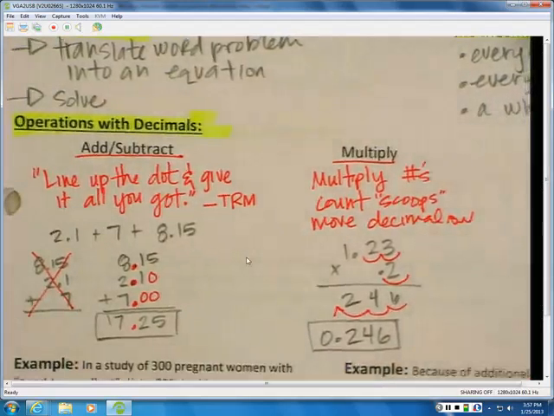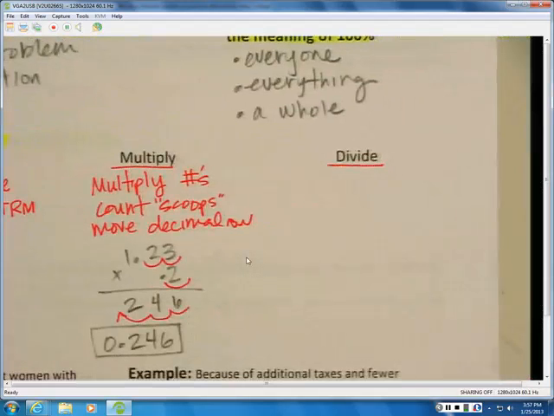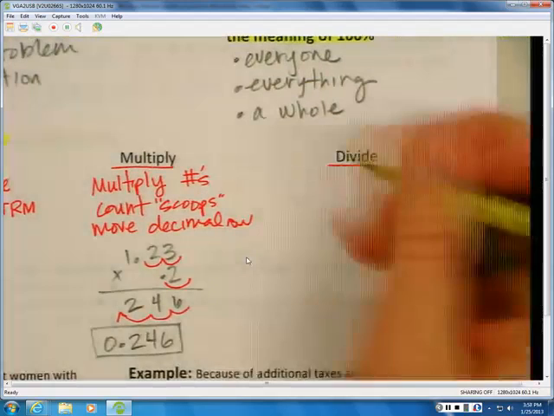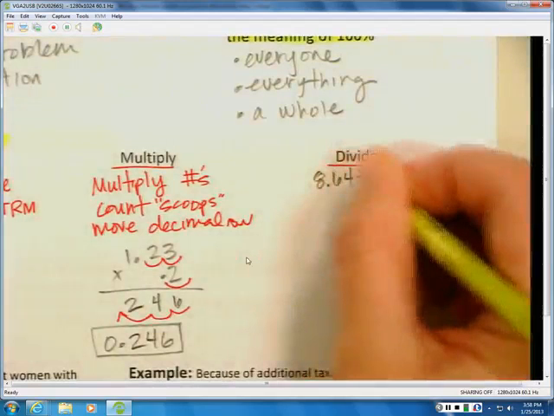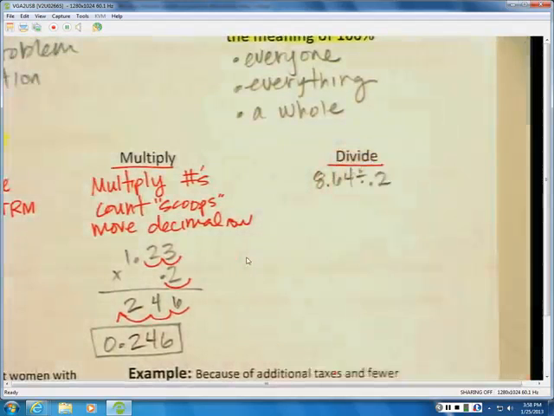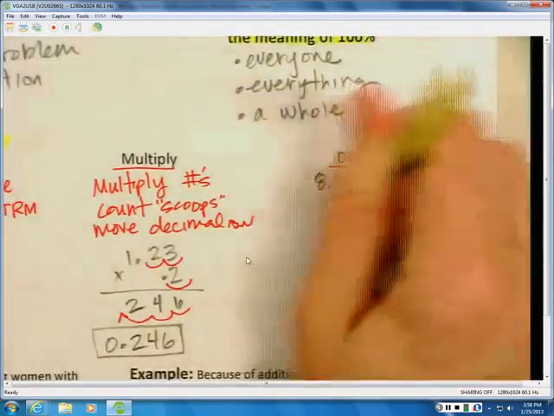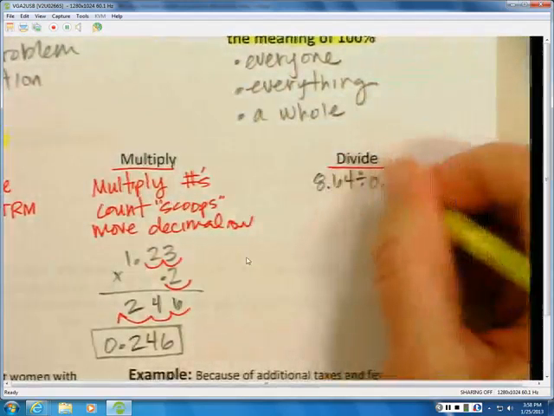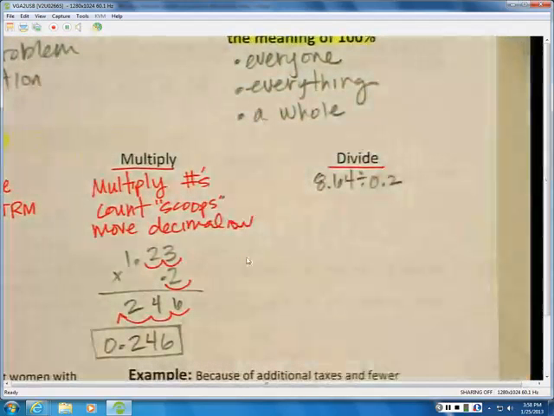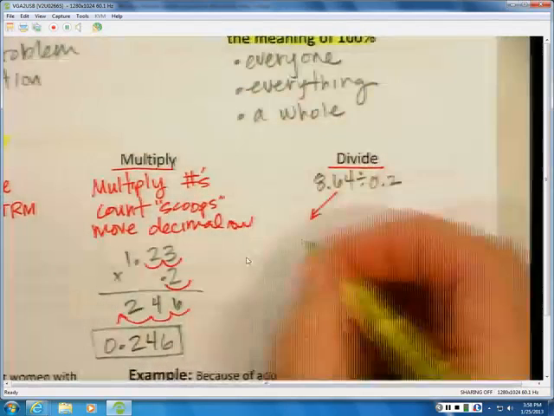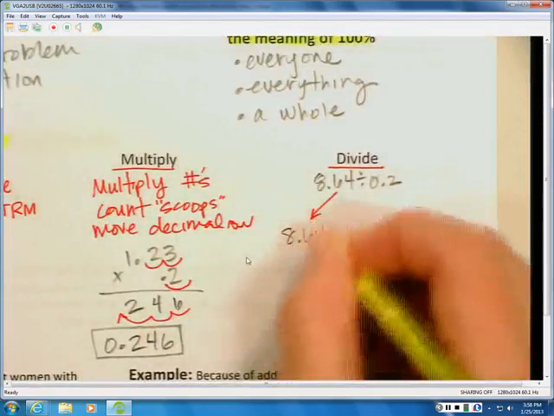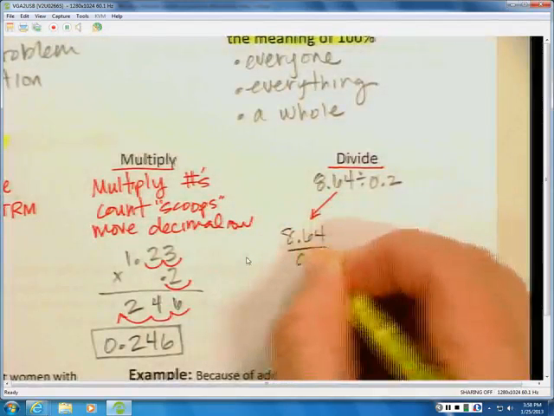Dividing. We have 2 options here. When you're dividing decimals, you can either do some long division, or you can write it as a fraction and reduce if possible. So suppose I have 8.64 divided by 0.2. Oh, I did it. Shoot. Divided by 0.2. There we go. That's better. 2 options. Option 1 is going to be to write it as a fraction. 8.64 divided by 0.2.